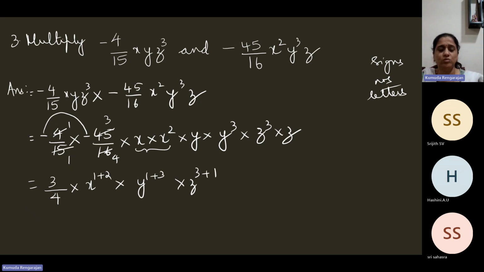How do you multiply these? Bases are same, x. Add the powers 1 plus 2. Y is the base. Add the powers. There's no power means 1, not 0. 1 plus 3. Here 3 plus 1.